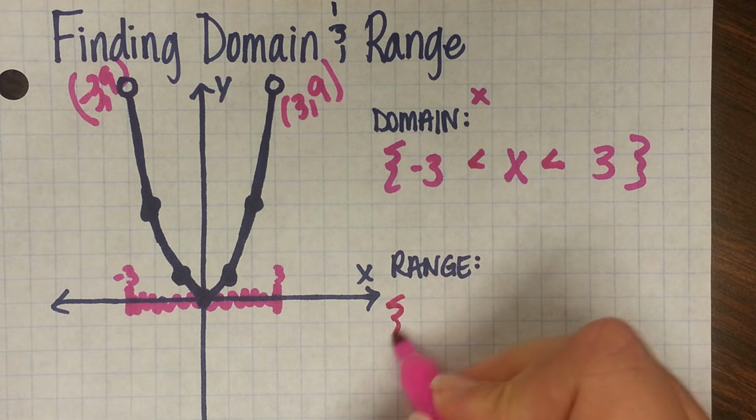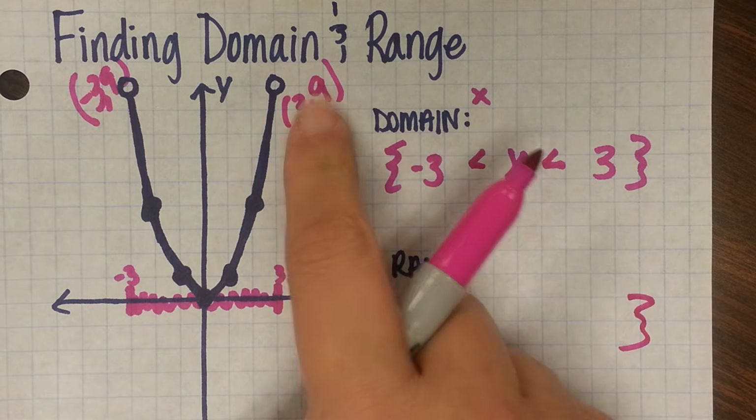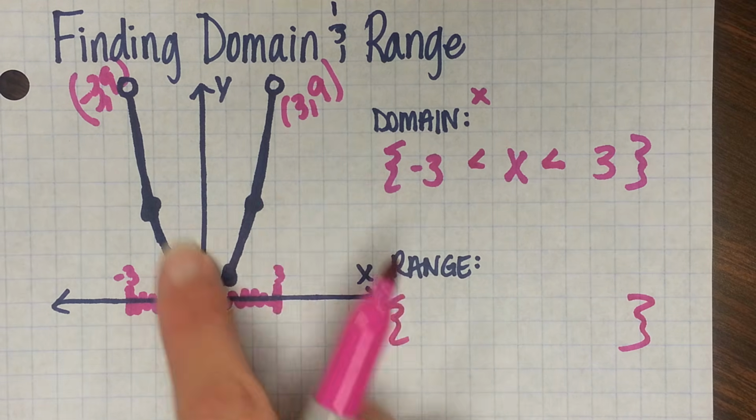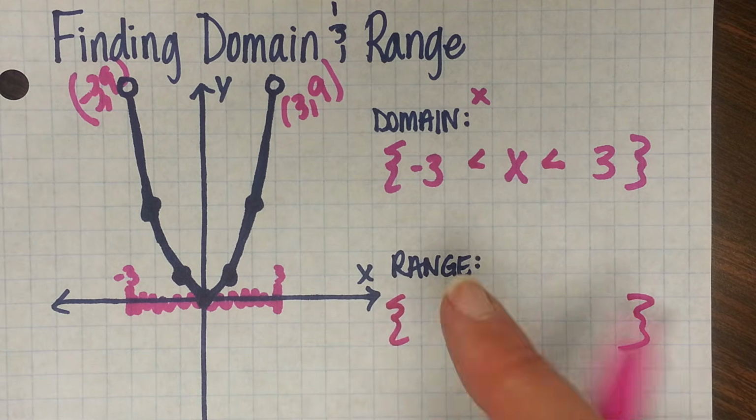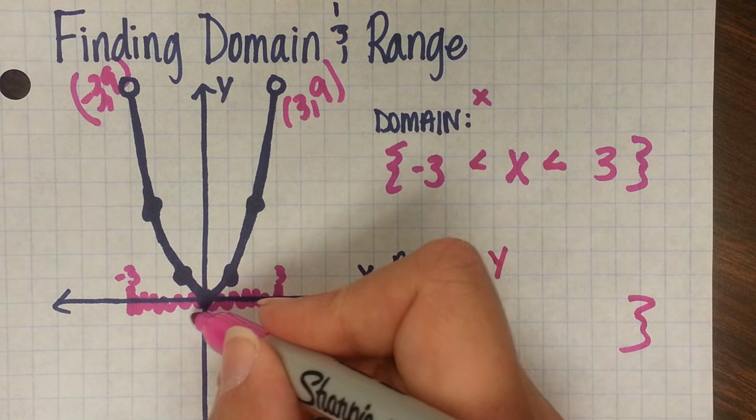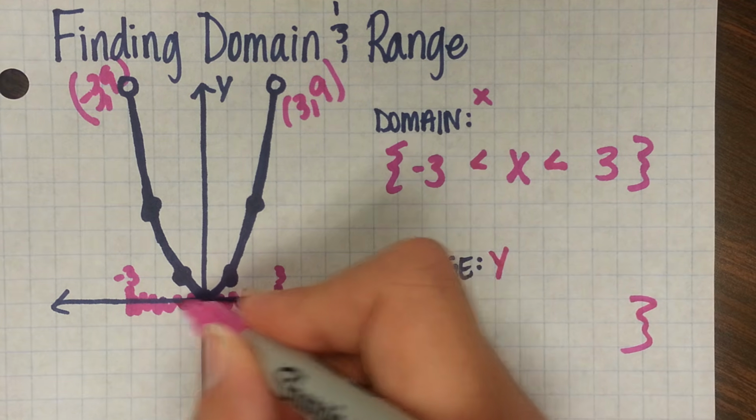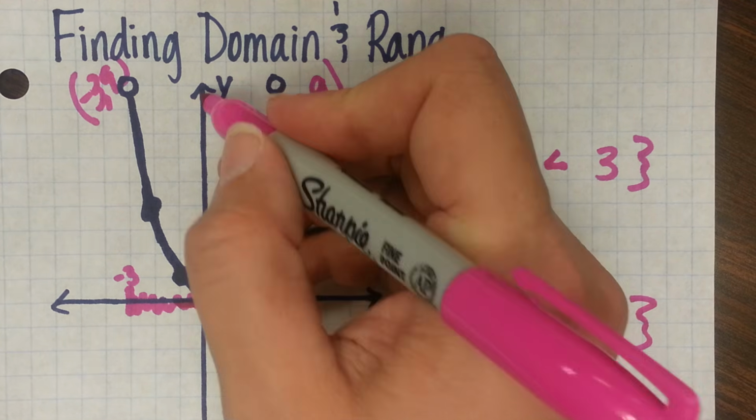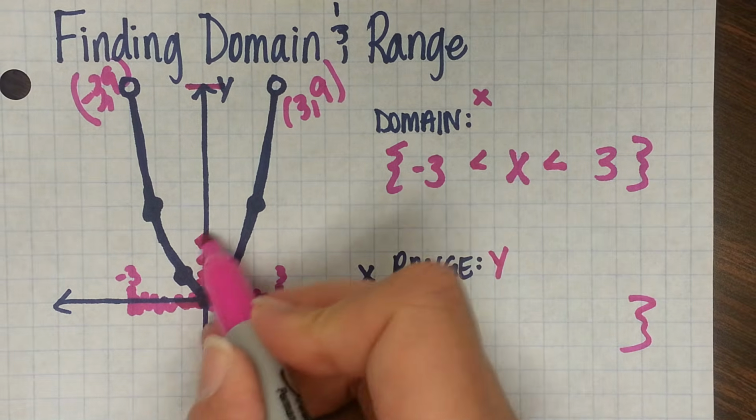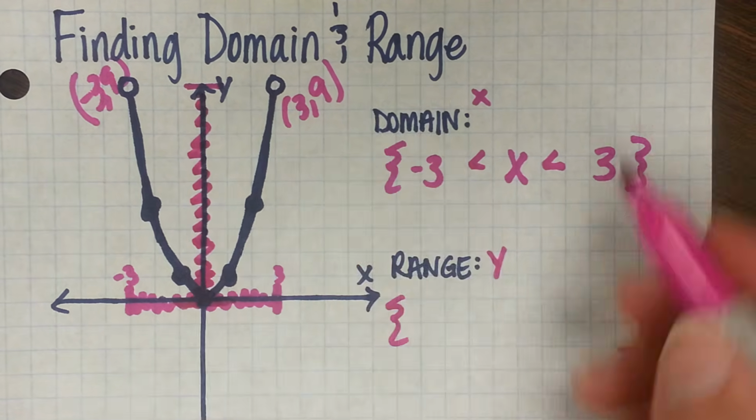Now for the range, some people would be guessing that it was only 9 because it starts here and it stops here. But remember, we're going down and then back up. And our range is supposed to be telling us lowest y value to highest y value. So our lowest y value is right here at the origin, and our highest y value is up here at 9. And of course we're talking about all y values in between.